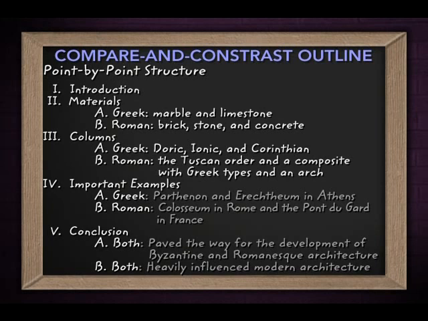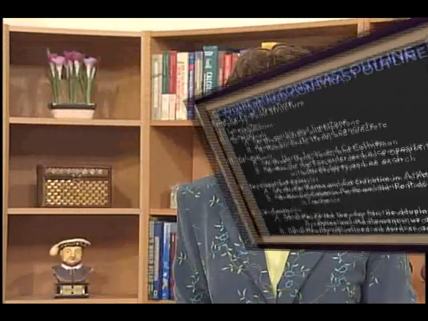Important examples, I have the Greeks with the Parthenon and the Erechtheum in Athens. I have the Romans with the Colosseum in Rome and the Pont du Gard in France. Conclusion, both the Greeks and the Romans paved the way for Byzantine and Romanesque architecture, and both the Greeks and the Romans influenced modern architecture very heavily. That outline works very well. The heads are parallel. I have enough information there to deal with.